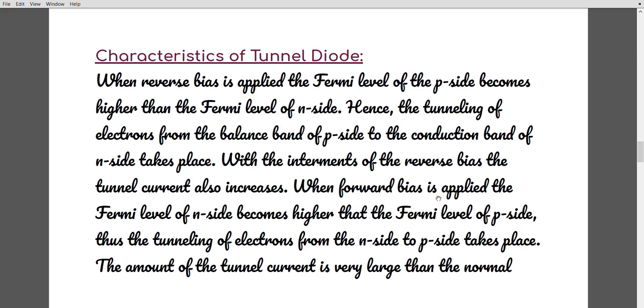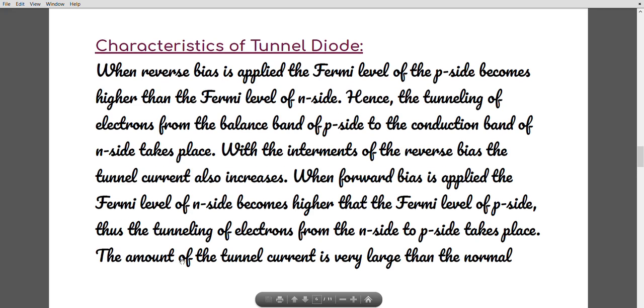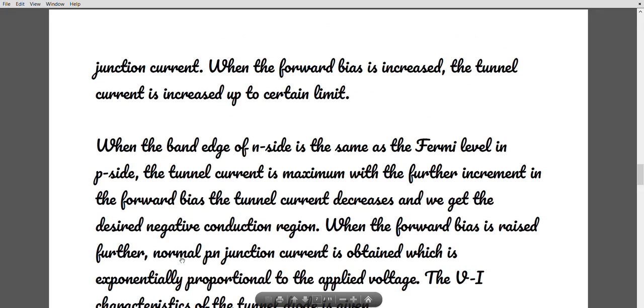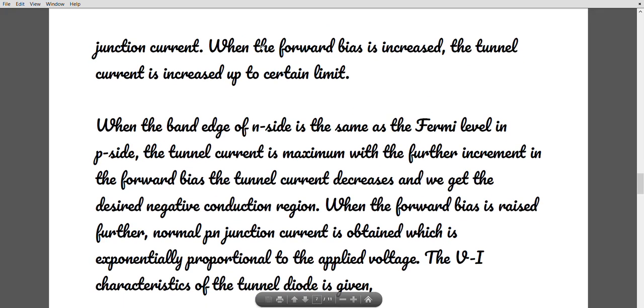When forward bias is applied, the Fermi level of the n side becomes higher than the Fermi level of the p side. Thus, the tunneling of electrons from the n side to the p side takes place. The amount of tunnel current is very large compared to the normal junction current. When the forward bias is increased, the tunnel current increases up to a certain limit.